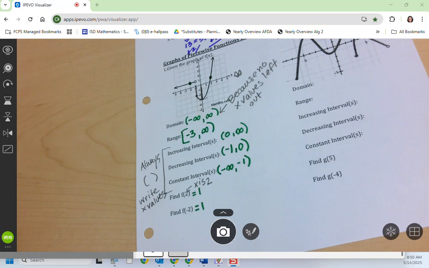All right, I'm going to have you guys take a minute and see how much of this you can do for the second graph. I want you to try it. I want you to talk to your partners about it. I want you to keep your partners on task.